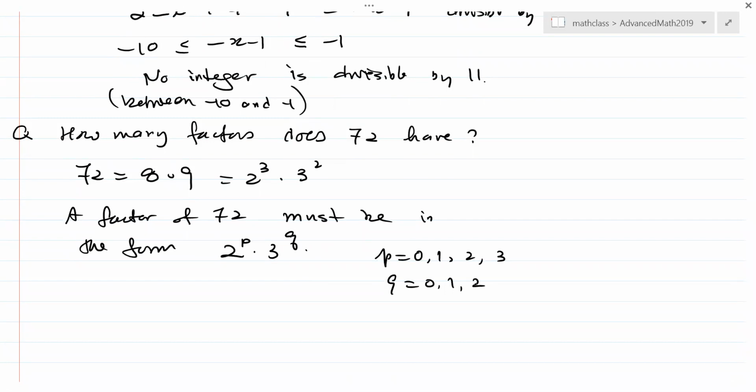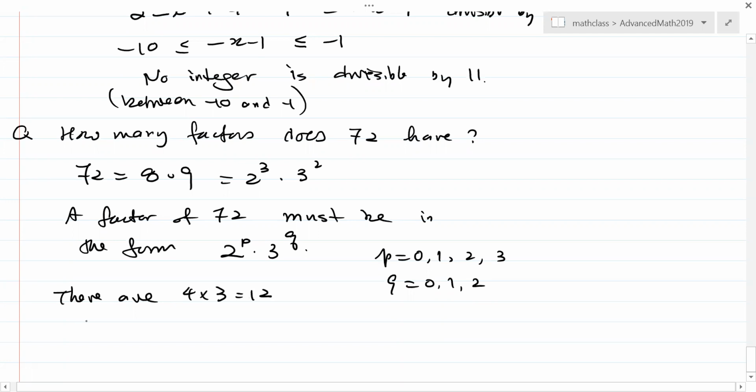So how many choices for p? 4. How many choices for q? 3. 4 times 3? 12. So there are 4 times 3, which is 12 factors.